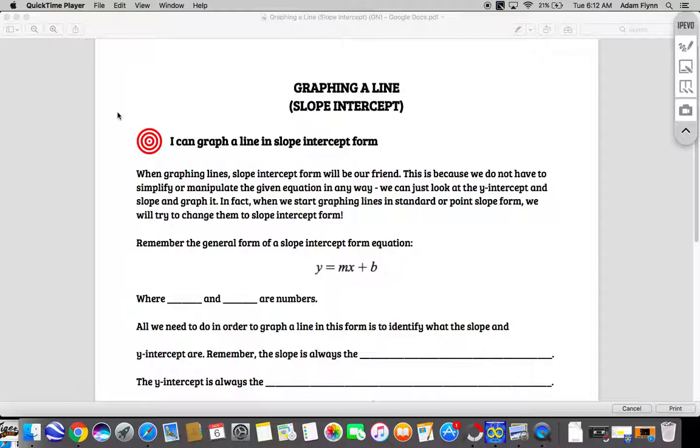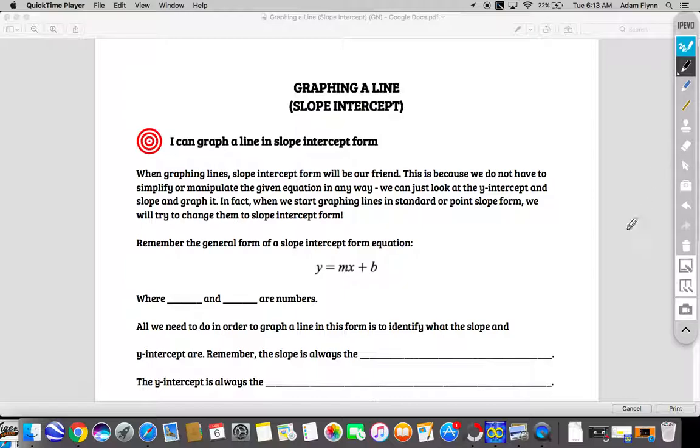When graphing lines, slope-intercept form will be our friend. This is because we do not have to simplify or manipulate the given equation in any way. We can just look at the y-intercept and slope and graph it. In fact, when we start graphing lines in standard or point-slope form, we will try to change them to slope-intercept form.